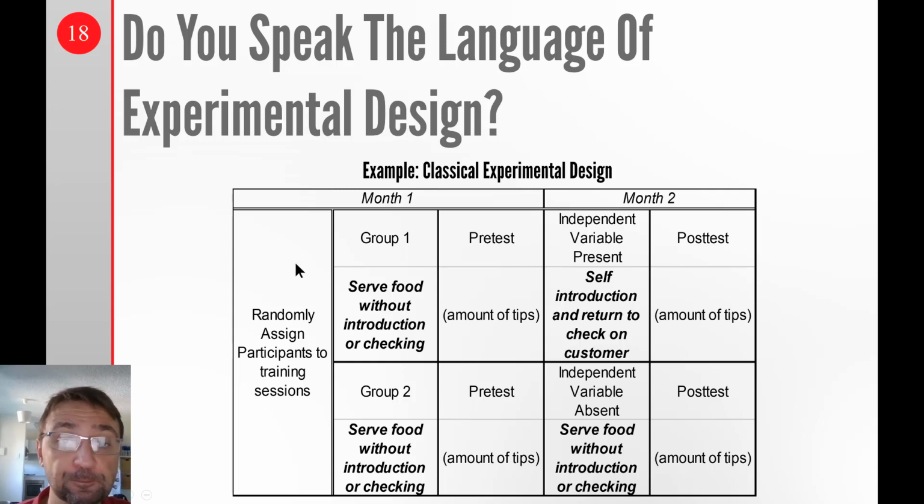Anyway, this is a test of that. What they do is, basically what we have is that down here, group 2 is the control group, and group 1 is the one that receives the treatment.